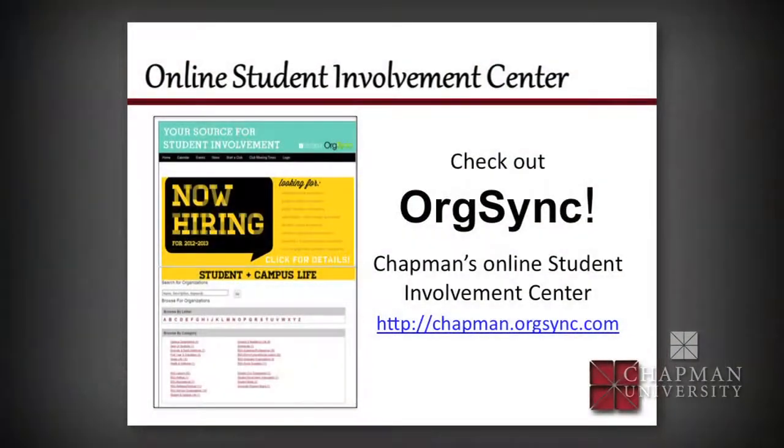The way that they can find out most of their involvement opportunities is through our system called OrgSync. We call it our Online Student Involvement Center, and it really does have all of the information about all of our existing organizations, as well as a lot of our departmental involvement opportunities. So the website is there. It's just chapman.orgsync.com, and it's very easy for students to get on there, to type in keywords, things that they're interested in, and it pops up all of the involvements that match that.